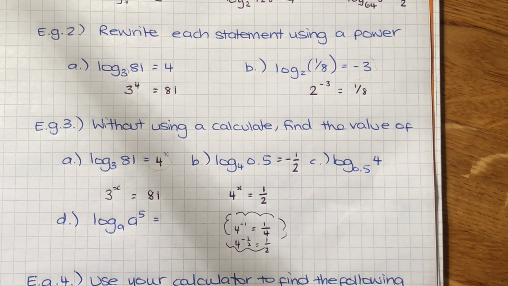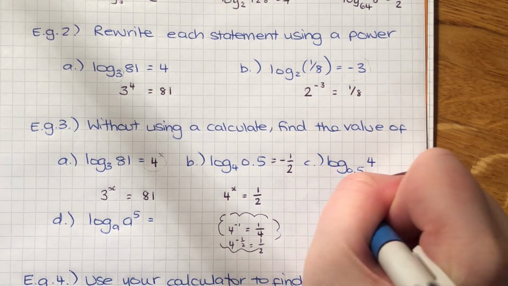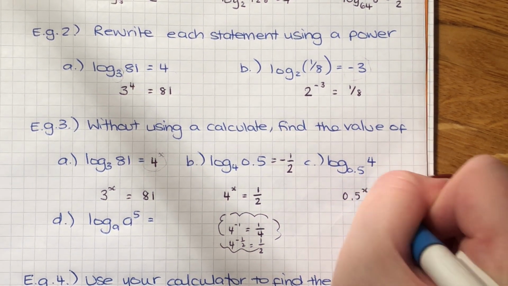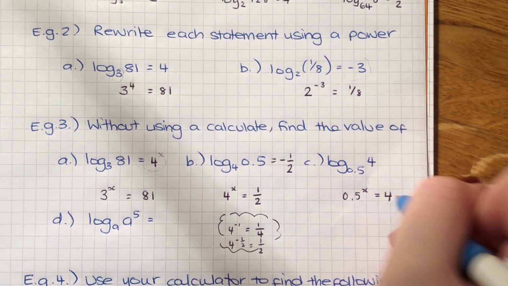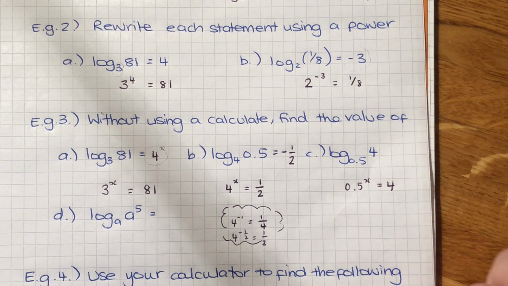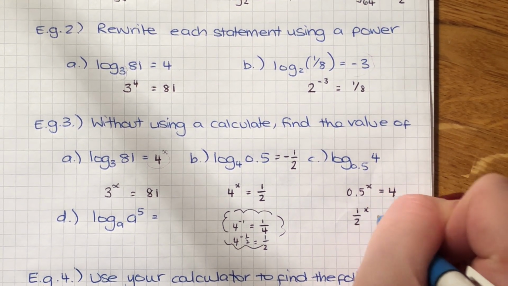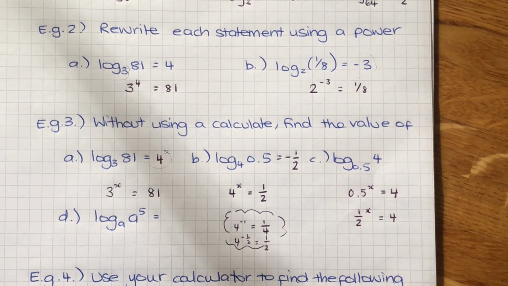Okay, now you can write it as -0.5 if you want to, that's your decision. Okay, so for C, again, similar idea, so 0.5 to the power of something is equal to 4. Now again, I don't particularly like it as a decimal, I like fractions just because when we're doing negative powers, it's much easier for me to see it.